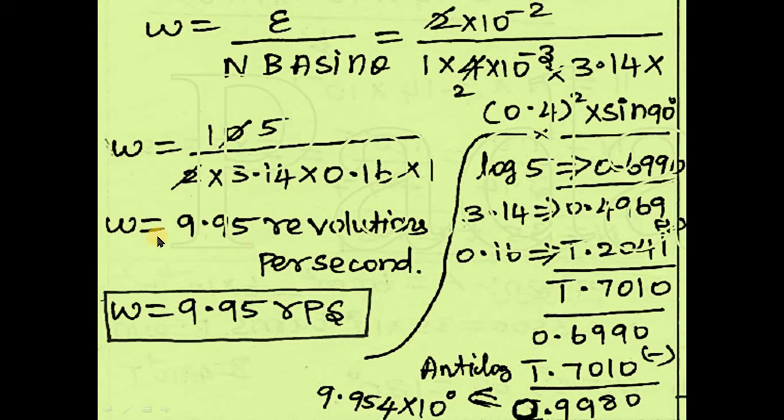Here, the value of revolution per second is nothing but 9.95 revolution per second. Now the omega value is 9.95 revolution per second.